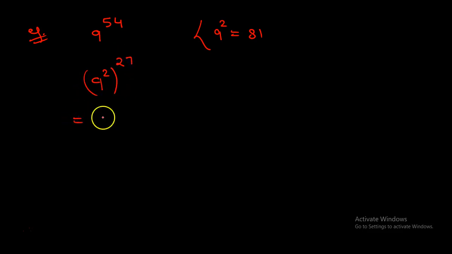Similarly, if the number ends in 9 raised to the power, let's say 54, so again we know that 9 raised to the power 2 is 81, so we can do like this: 9 power 2, and this can be written as 27. Now 9 power 2 is 81, so 81 raised to the power 27, so again we can apply that rule.